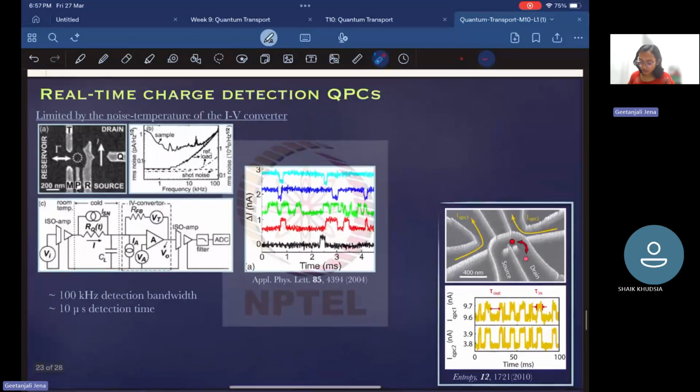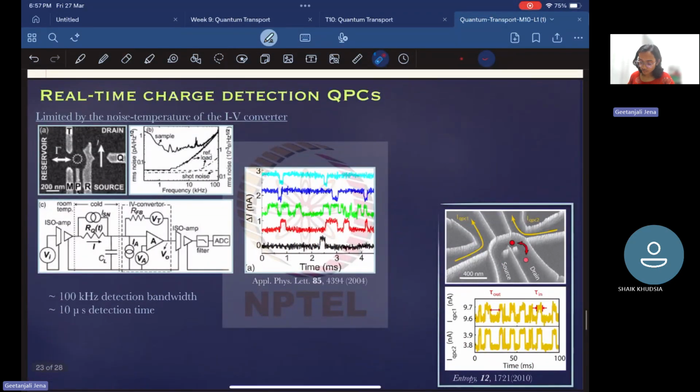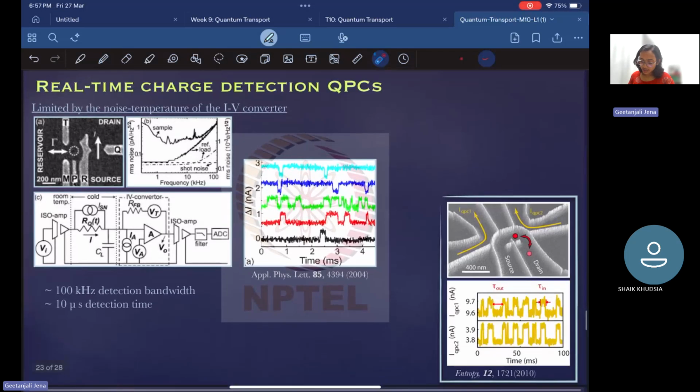I think this is one of the current versus time measurements which has been done in this sample. You can see that here they have used an IV converter to increase the bandwidth of this charge sensor. You will see a tunneling event, and whenever the current is high, that means the electron has tunneled out, and whenever the current is zero, the electron is inside this quantum dot region.